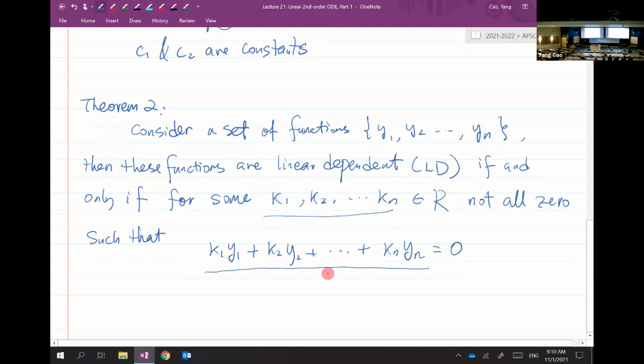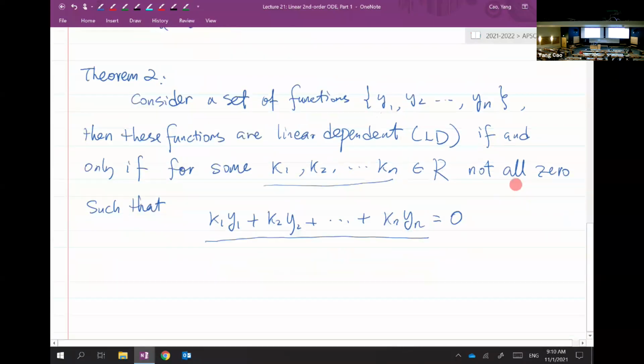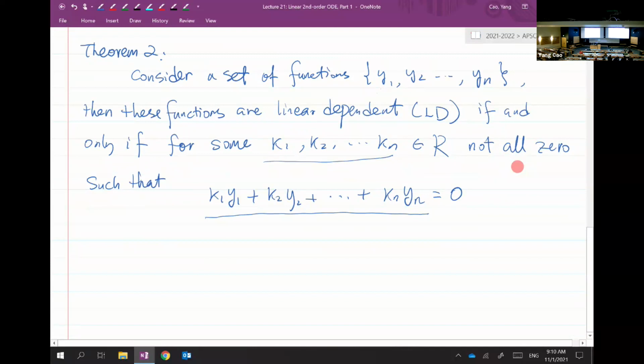If that situation is true, then we call these functions linear dependent. That's basically what this one says. I'll give you some examples of how to interpret this. Now, of course, there's another situation, as I just said: to make this expression equal to 0.